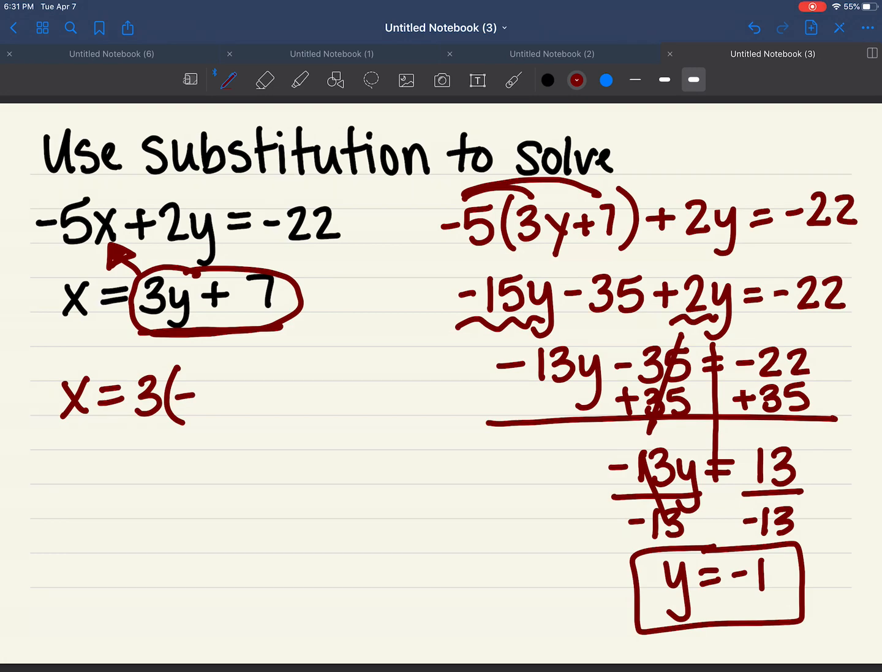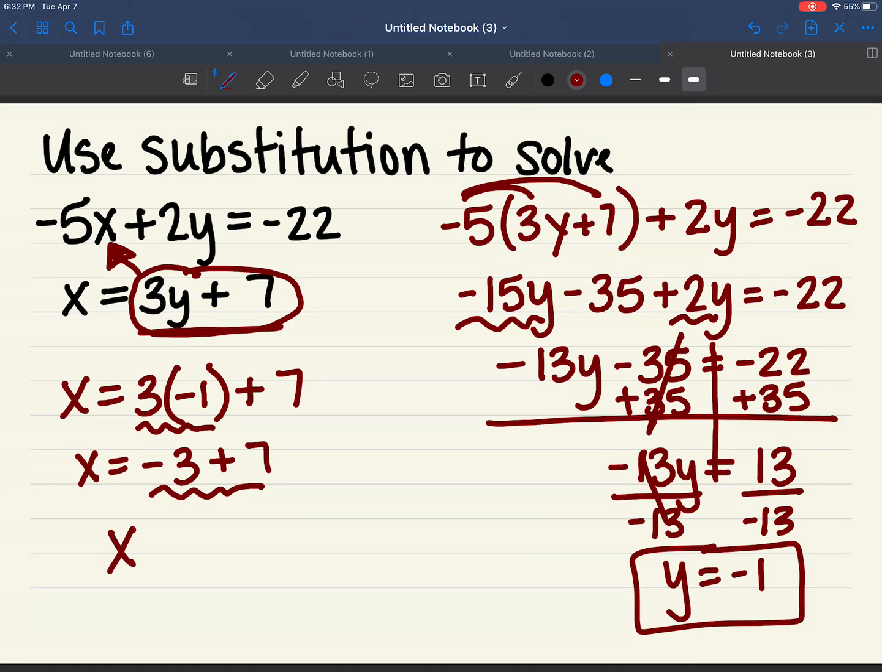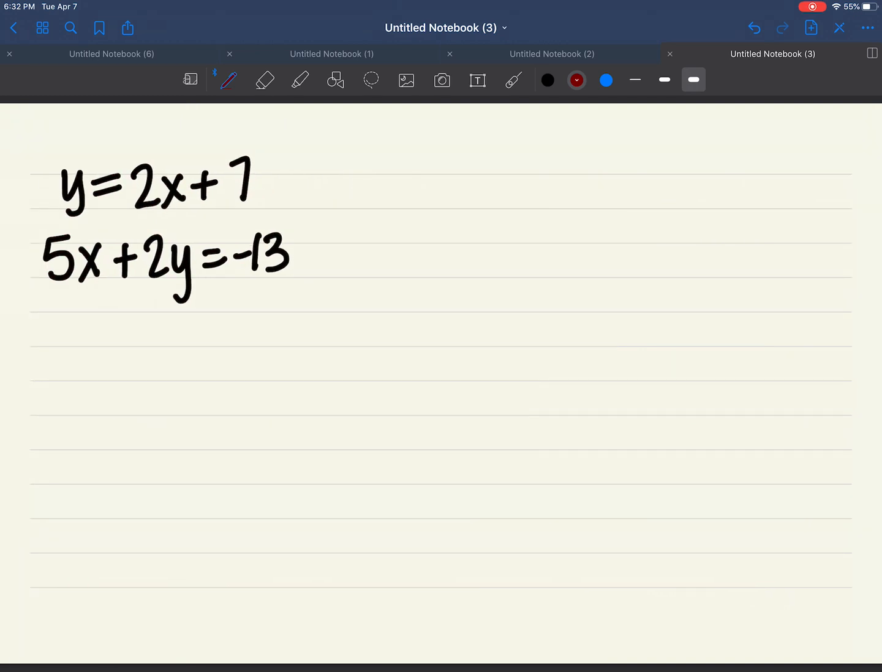Alright, so x is equal to 3 times y. I got -1 for y, so I'll substitute that in, plus 7. 3 times -1 is going to give you -3. Add 7 to that. Then all you have to do to get your value for x is take -3 plus 7, which is going to give you +4. Okay, I know it's rather lengthy, so we are going to do one more example just to make sure we're clear on using substitution.